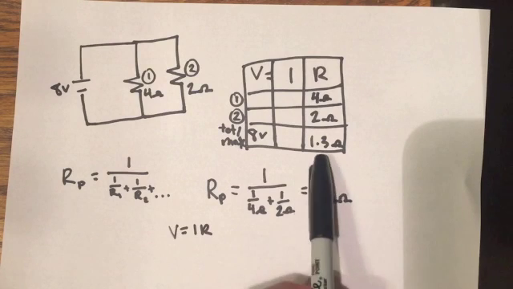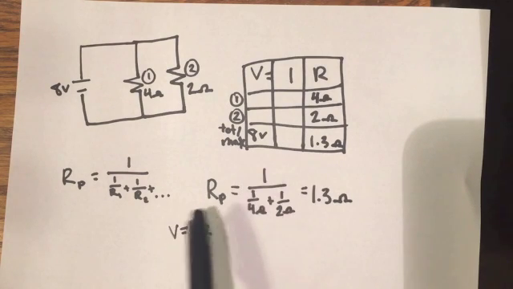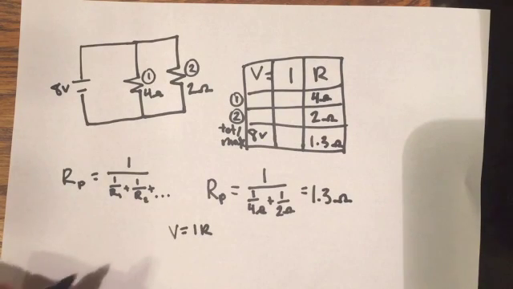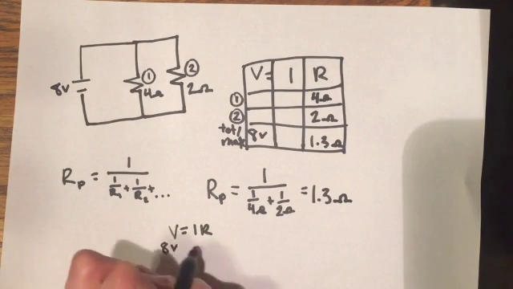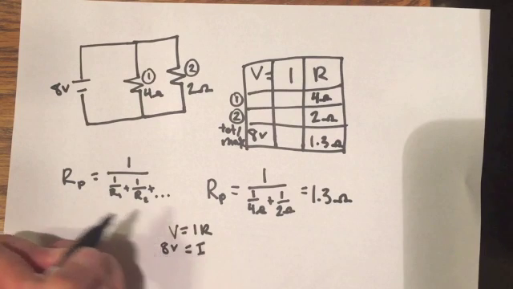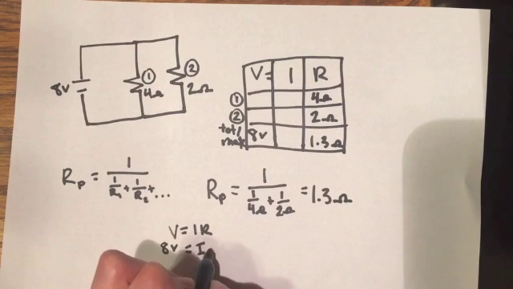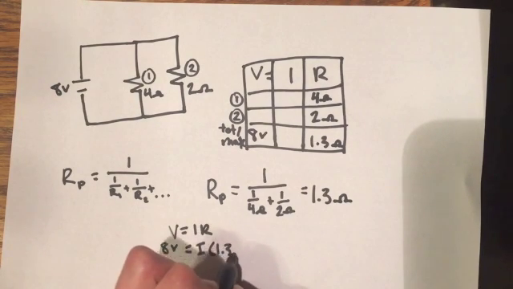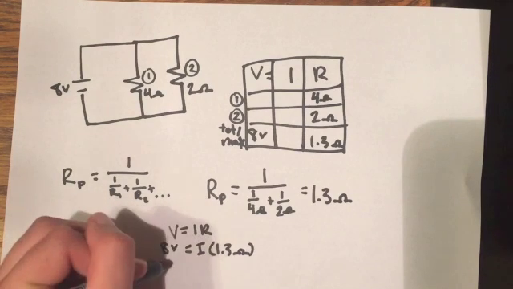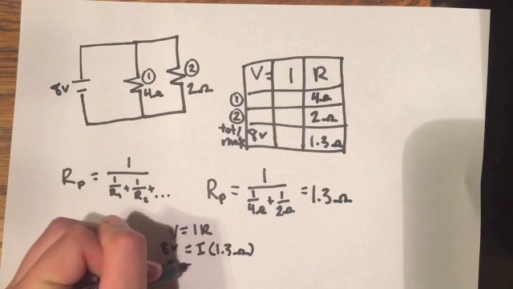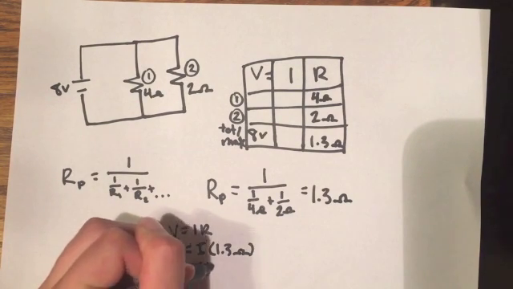Now that we've figured out the resistance and we were given the voltage, we can use V equals IR again to find out what the current is. So plug in 8 volts equals the current times the resistance, 1.3 ohms. You can find out that the current is about equal to 6.2 amps.